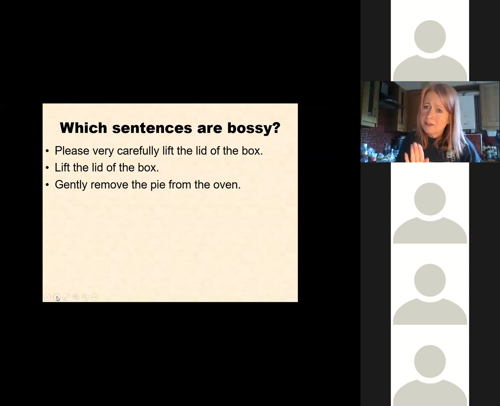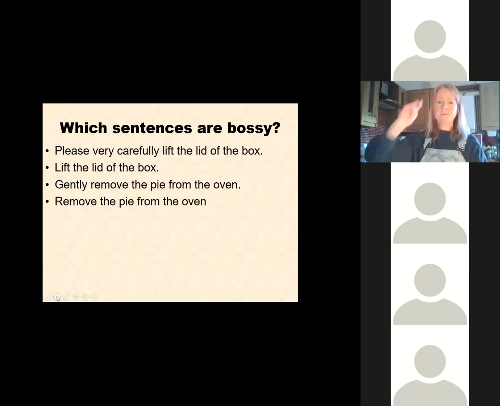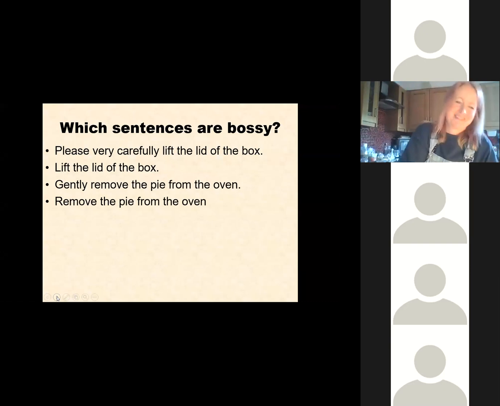Gently remove the pie from the oven, if you don't mind. Am I being bossy? No. I'm being a little bit too nice. Remove the pie from the oven. Yes. Quite bossy. That wouldn't be very nice if I was like that every day in school, would it? Remove the pie from the oven. Sit down in your seat. Stop it. Would that be fun? No.